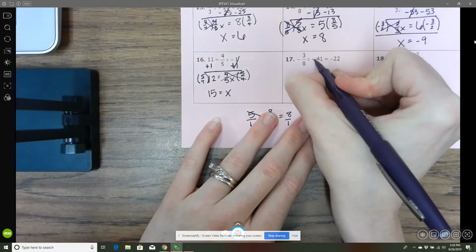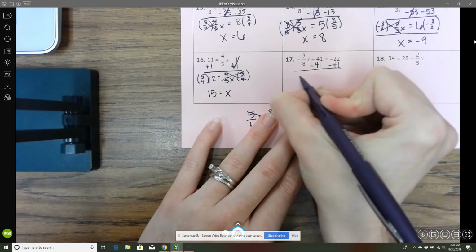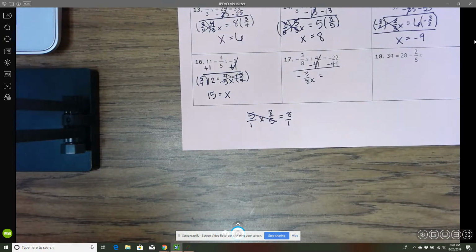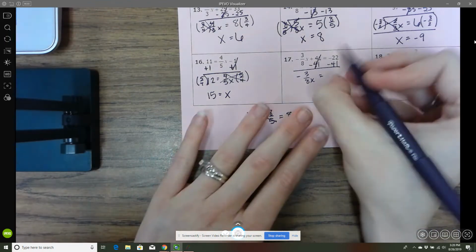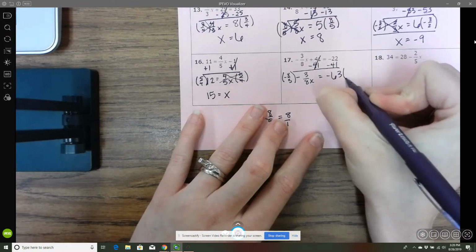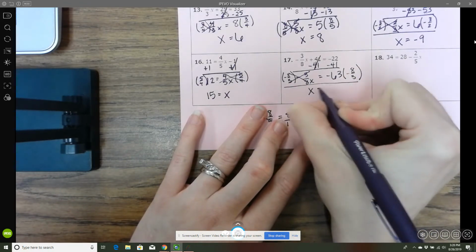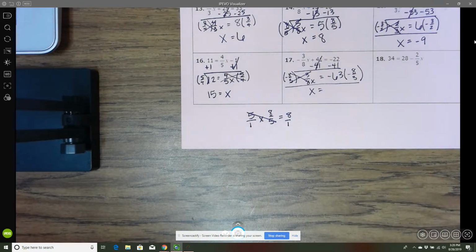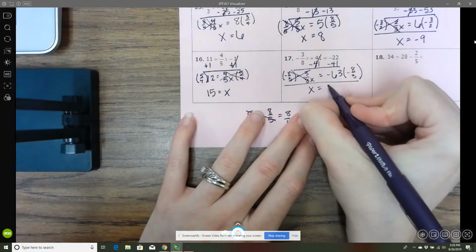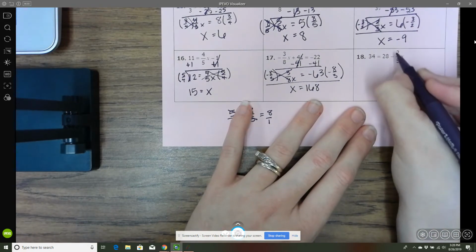And all right, so we're going to do addition first. So the opposite of addition is subtraction. These cancel. And then a negative 22 minus 41 gives me a negative 63. Multiply by the reciprocal. So these cancel. And negative 63 times negative 8/3 would give me 168.